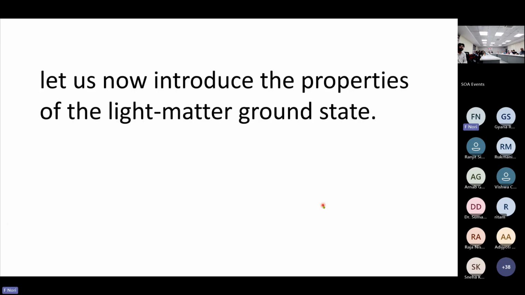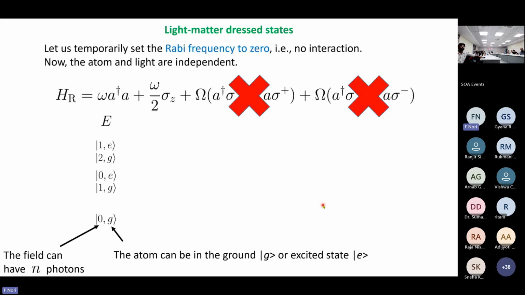Let us now introduce the properties of the light-matter ground state. So you have this oscillator here. The field can have n photons: 0, 1, 2, 3. So this characterizes how many photons are in the cavity. The qubit can be in the ground state or excited state, so those are the only two possibilities. And let's ignore this coupling because there are too many terms here. So to characterize the state is very simple: count the number of photons in the system, up or down, ground state, excited state.